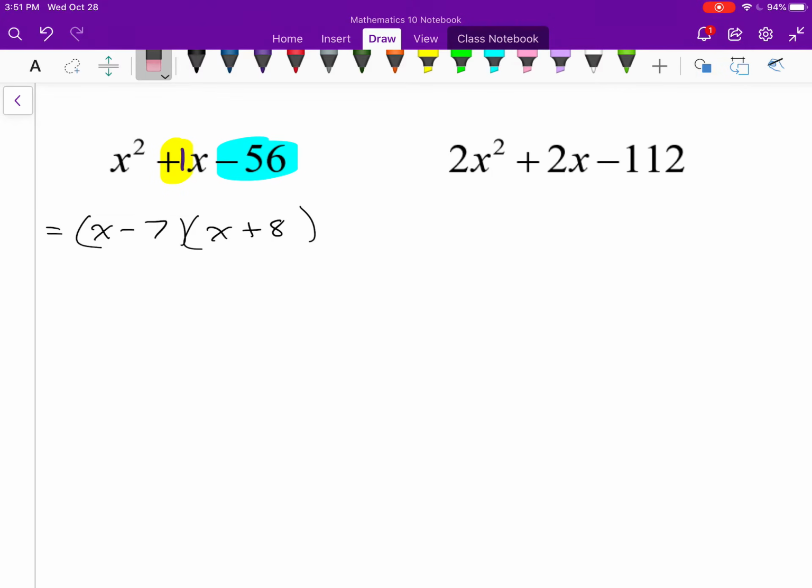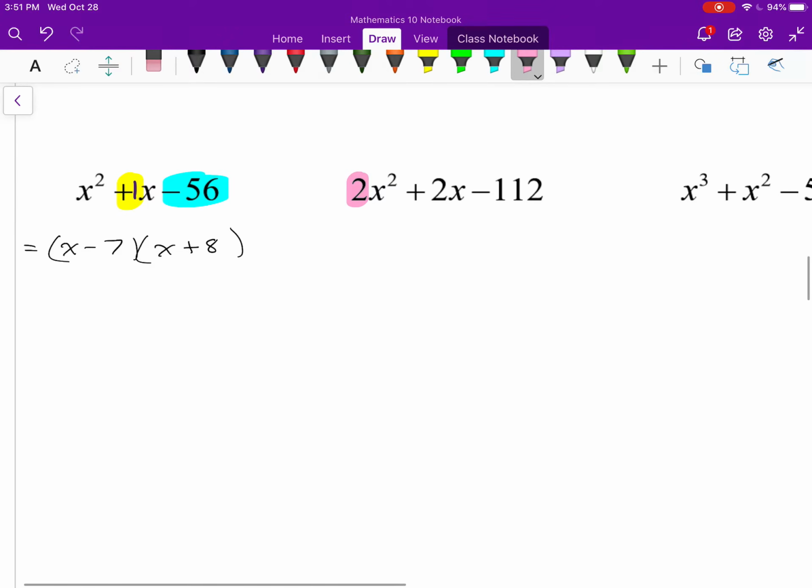The next one seems distinctly different. But one thing I hope you notice is that for the first time today, there's a coefficient in front of the x squared. Well, if there is a coefficient in front of the x squared, the first thing you want to check is, is there a GCF that you can factor out of all of these? And there is. If you look at all of these terms here, they have a GCF of 2. All of these terms can be divided by 2.